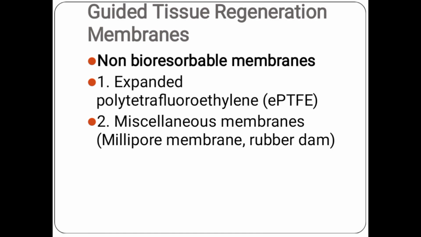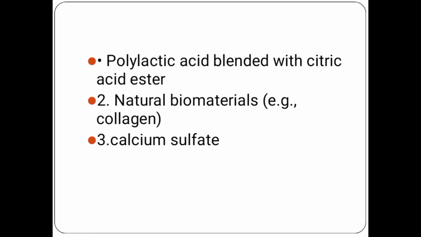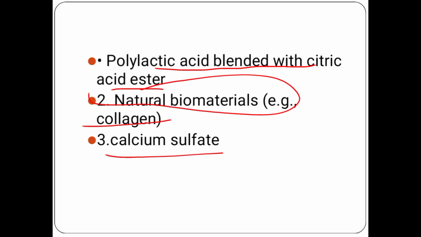Now basically the material number one is expanded polytetrafluoroethylene. This is a non-bioresorbable membrane. Then you have miscellaneous membranes like millipore membrane and rubber dam. Bioresorbable means those membranes that are resorbable. These are synthetic polymers, meaning artificial: polyurethane, polylactic acid, lactide or glycolate copolymers, for example polylactin 910, and polylactic acid blend with citric acid ester. Among natural biomaterials you have collagen, then calcium sulfate.